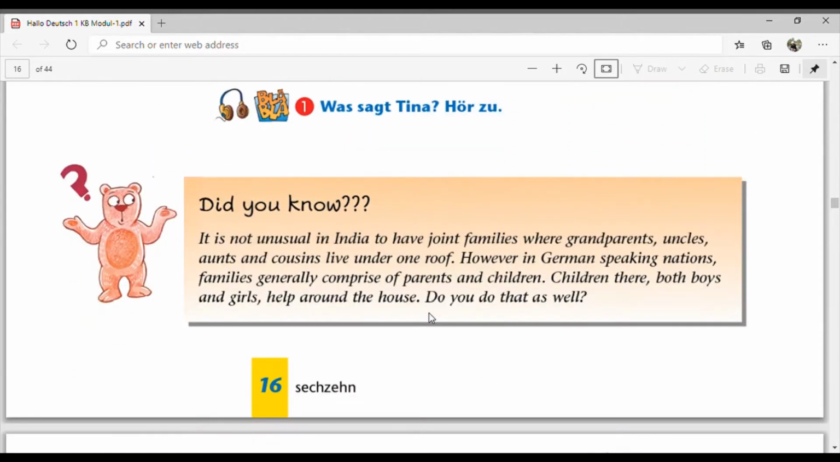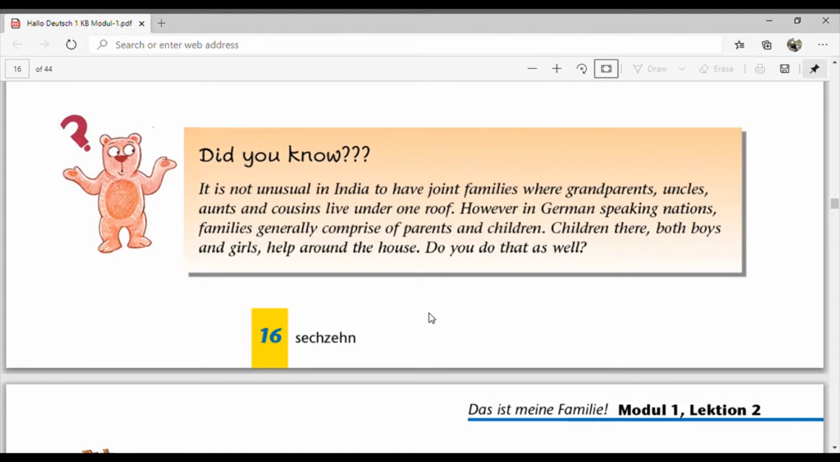So did you know? It is not unusual in India to have joint families where grandparents, uncles, aunts, and cousins live under one roof. However, in German-speaking nations, families generally comprise of parents and children. Children there, both boys and girls, help around the house. Do you do that as well? Then next one.